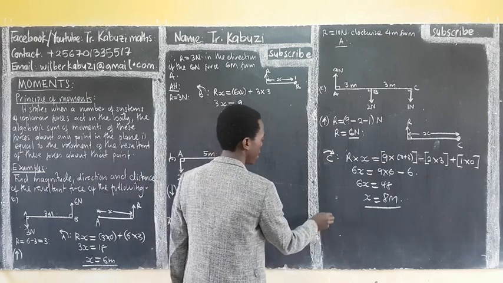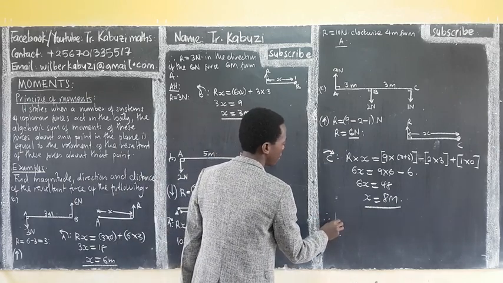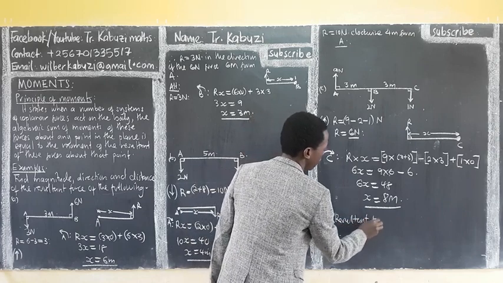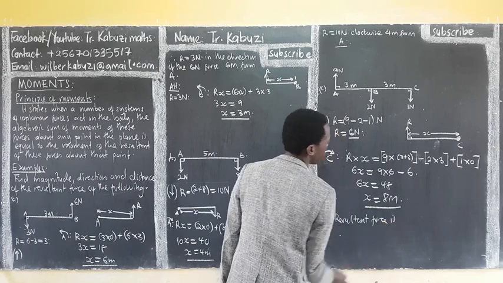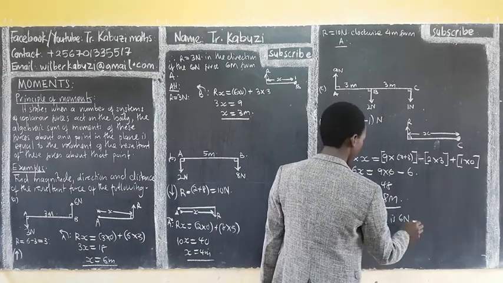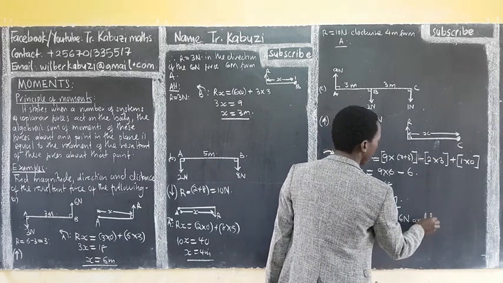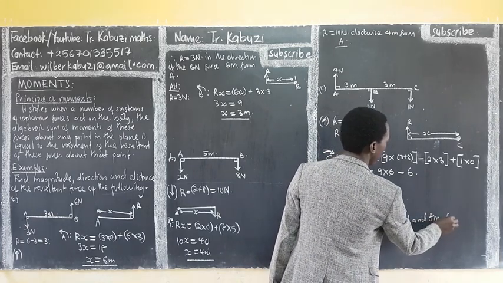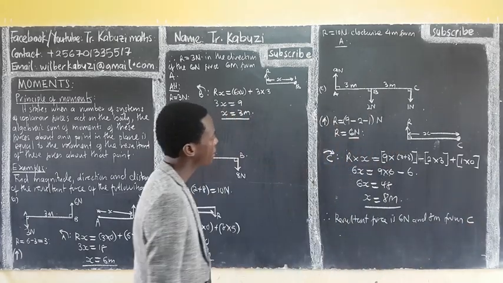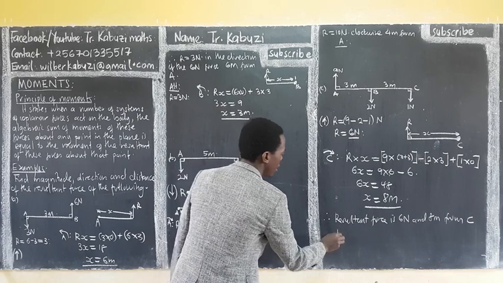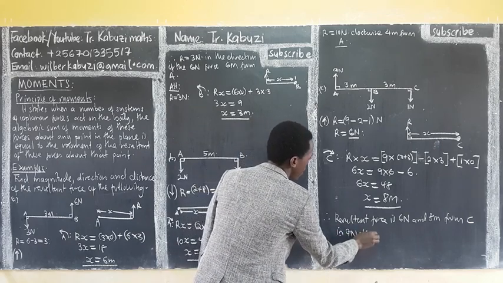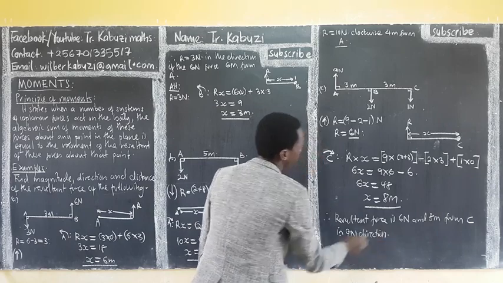Therefore, we say the resultant force is 6 newtons and 8 meters from point C, in the direction of the 9 newtons. As simple as that.